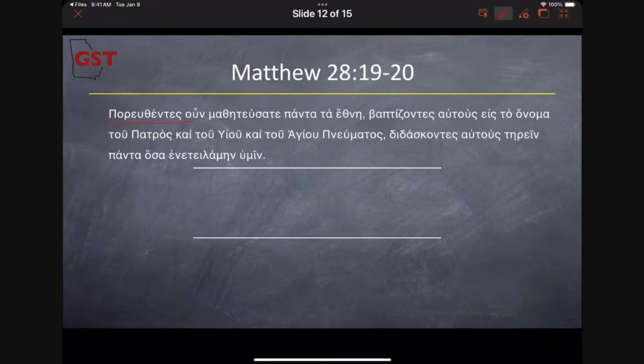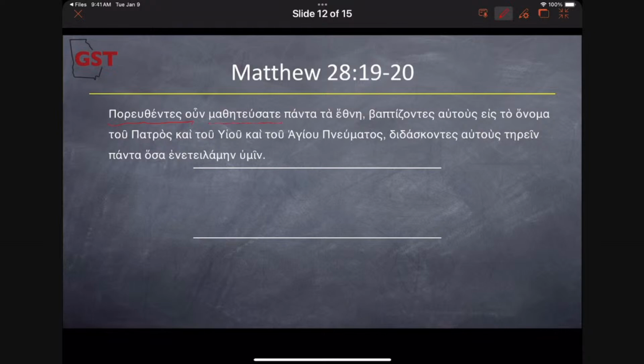Is there an article with poreuthentes? No. Okay, no, there's no article. So how's it going to function, adverbially or adjectivally? Adverbially. No article, there's no article present, so it must function adverbially.